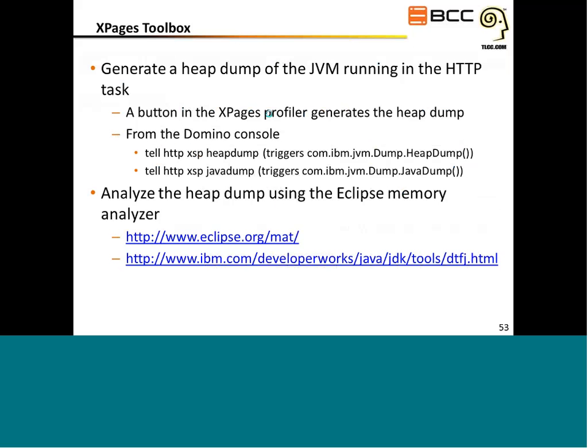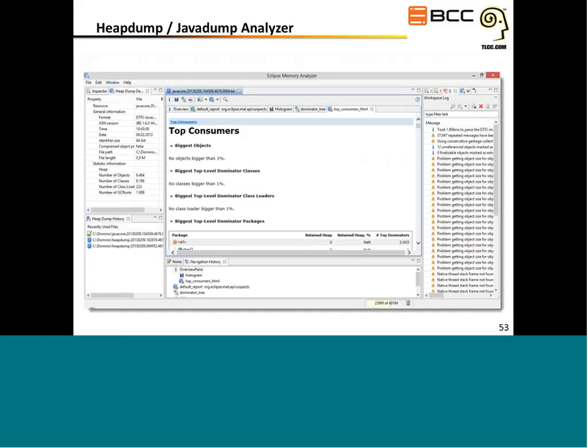You can do it by clicking a button in the XPages profiler, or simply from the Domino console by invoking these two commands on the command line. To analyze the output of the heap dump, you can download an Eclipse tool, the Memory Analyzer Tool, and you also need to download a plugin from the IBM site to read the files that are generated when you do the heap dump. Here's how this looks, and this is a very good tool.